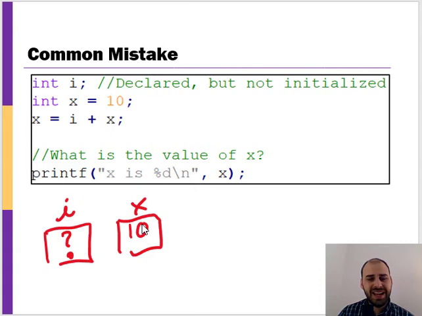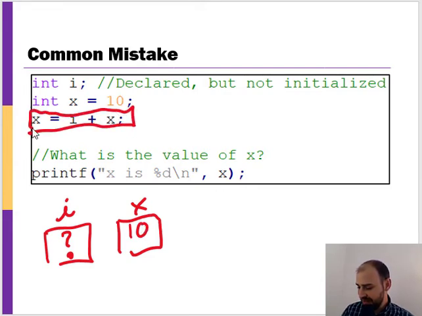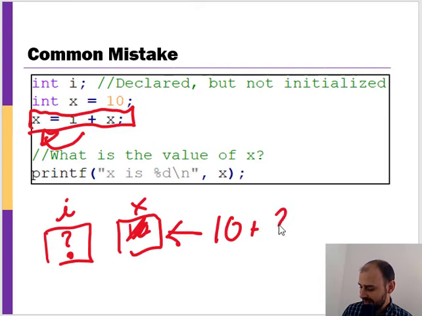Now, what that does, and this is why I'm saying this is a common mistake, is if we say, what value does x have after this line here? We're adding I plus x and we're writing it to x. So what is the value of x? I plus x, and then we're setting x equal to that. So we're going to overwrite 10 here to be something else. What we're effectively saying is the value that gets written here is 10 plus something we don't know.